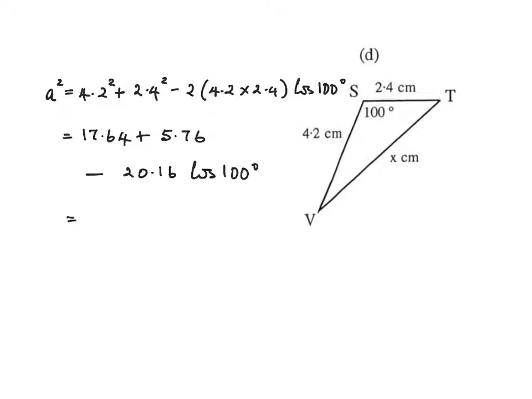And if we put that into the calculator, we get a squared equals 26.9, and if we square root that, we get 5.19.